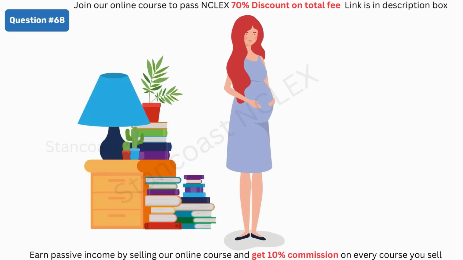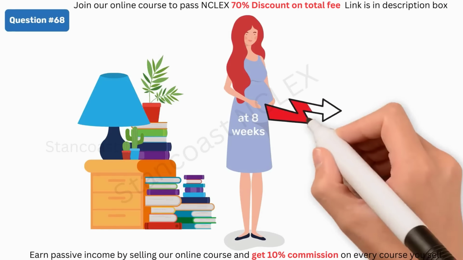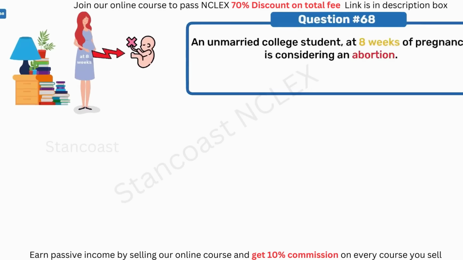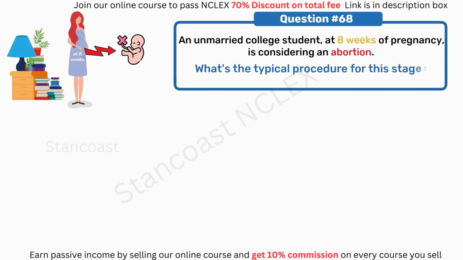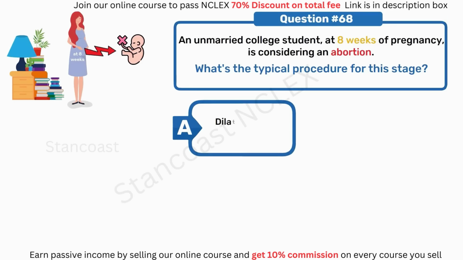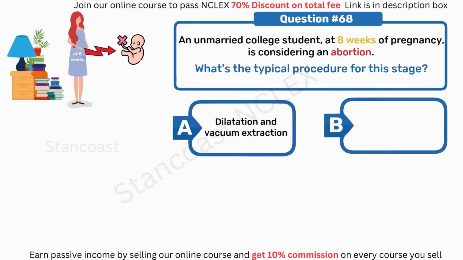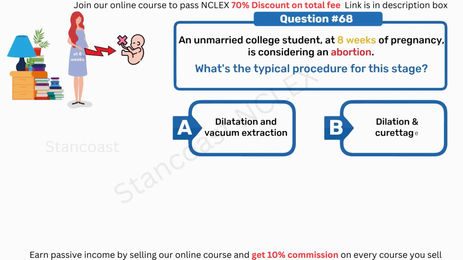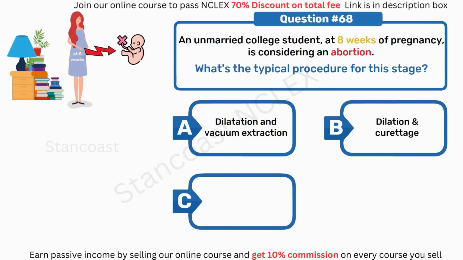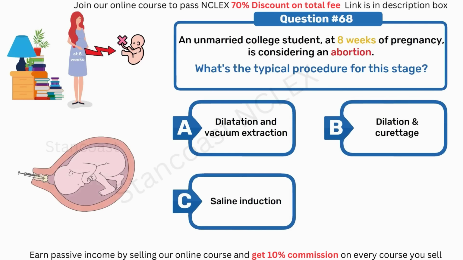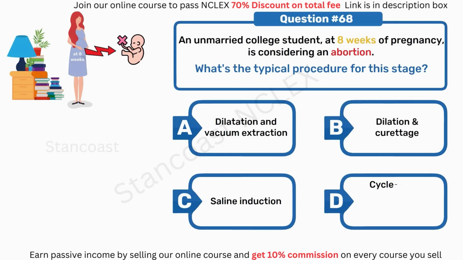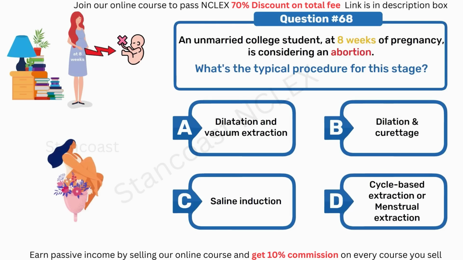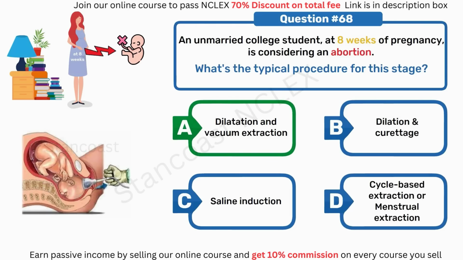An unmarried college student at 8 weeks of pregnancy is considering an abortion. What's the typical procedure for this stage? A. Dilatation and vacuum extraction. B. Dilatation and curettage. C. Saline induction. D. Cycle-based extraction or menstrual extraction. Option A is correct here.